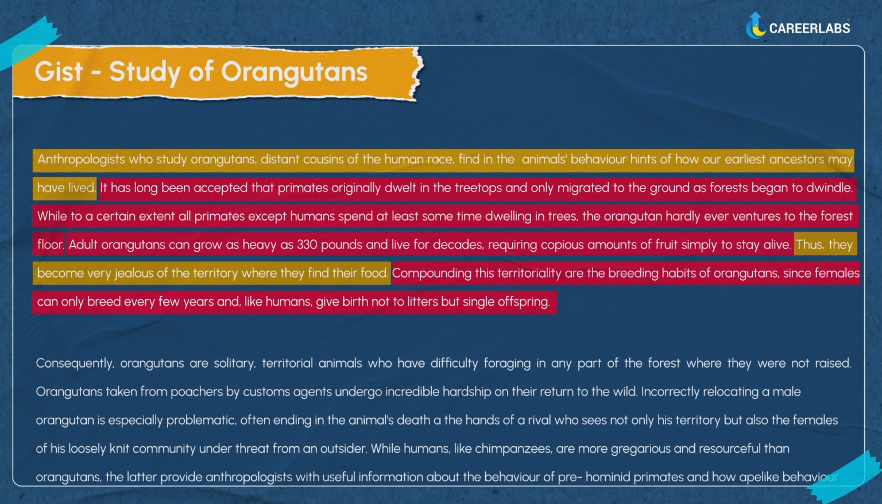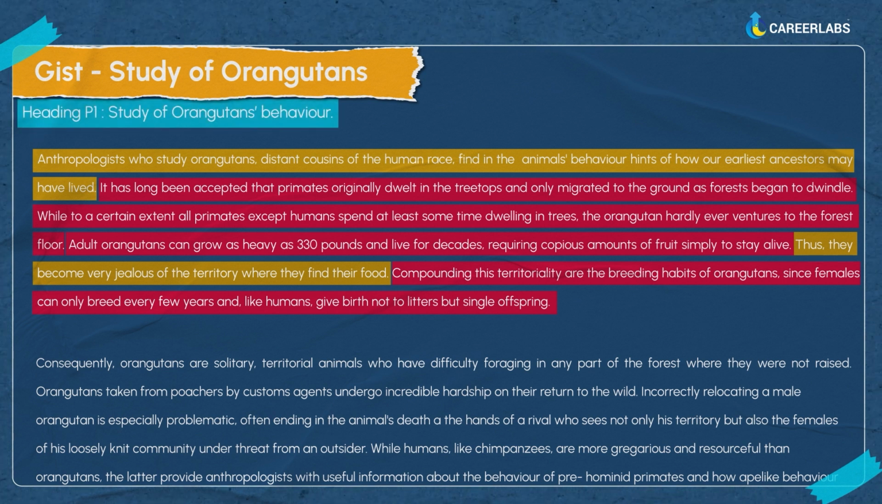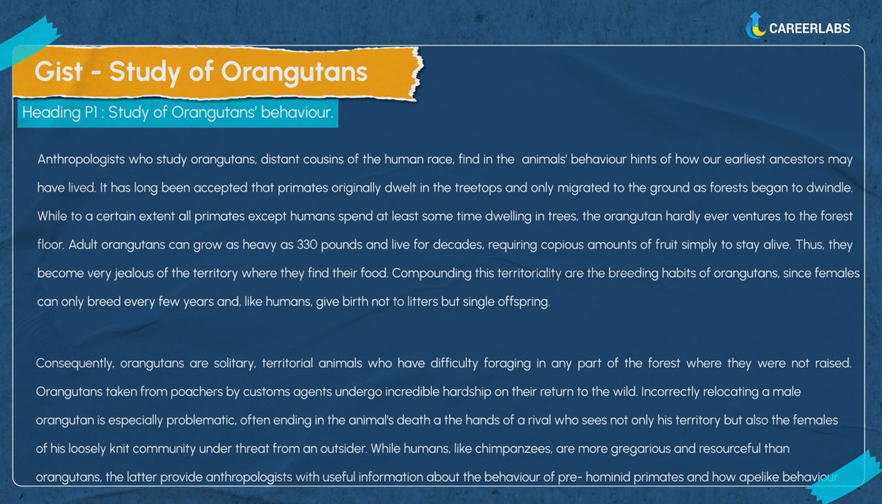Now that we've finished reading one paragraph and made note of the opinions, the next step asks us to give this paragraph a heading. But the catch is that the heading must come from the paragraph itself. So if it were me, I would call it Study of Orangutans' Behavior. Now shall we look at the second paragraph and apply Rosie to it?